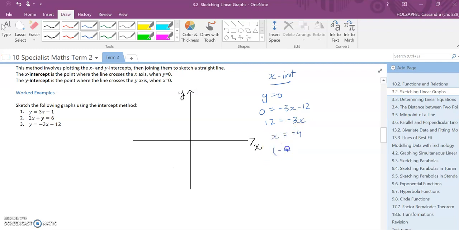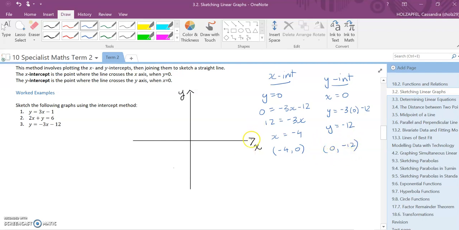So let's write this as our coordinate point. And now let's find our y-intercept. The y-intercept, remember, is when x is equal to 0. So substituting that into our equation, we should be able to see that it's negative 12. y is equal to negative 3 lots of 0 minus 12. And look at that, there you go. It is perfect. And let's write this as a coordinate.